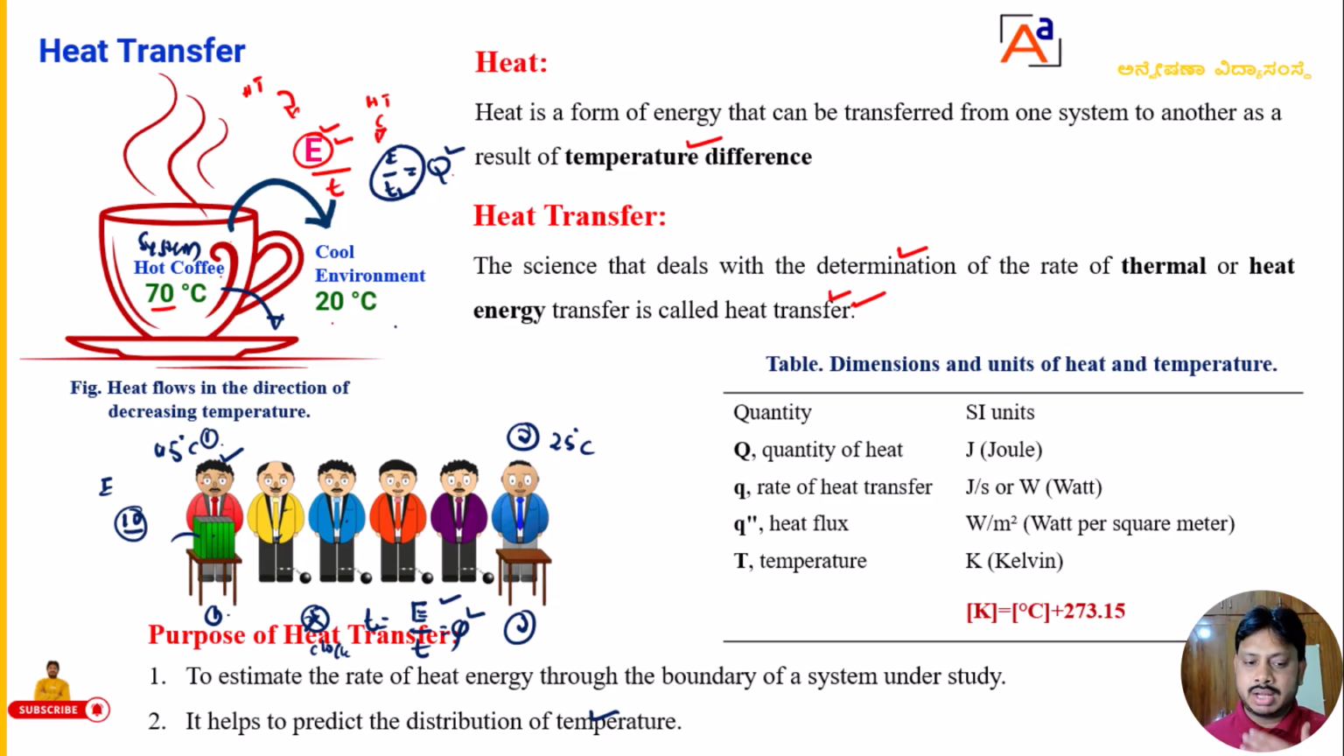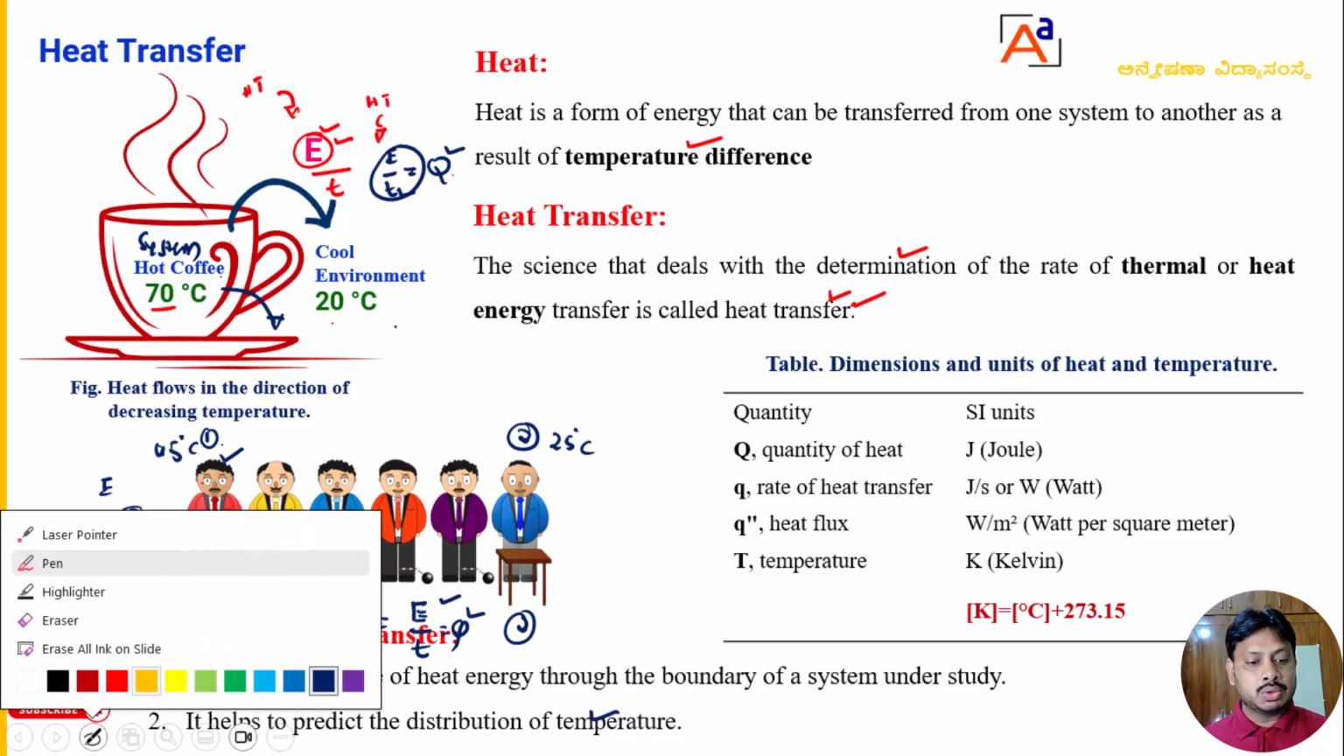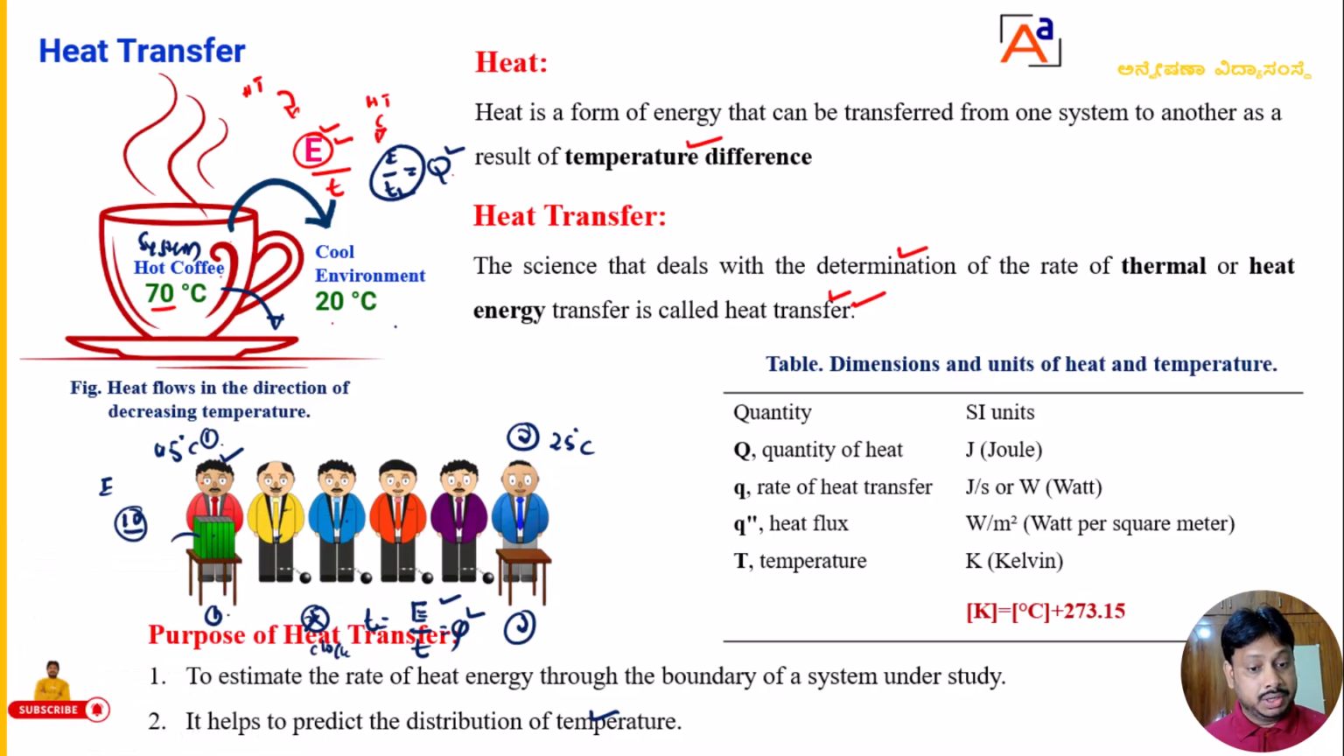With the help of heat transfer, I can determine the amount of heat transfer for unit time, or rate of heat transfer, from the system to the surrounding, or vice versa, from the surrounding to the system. That is the first purpose. The second purpose is to determine the temperature distribution along the system. To do this, I can use heat transfer, dear students.